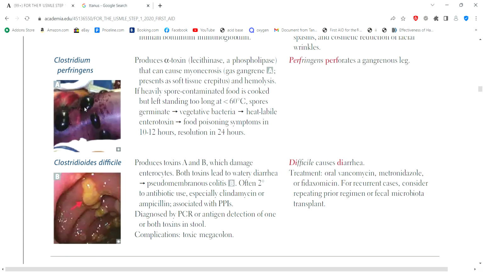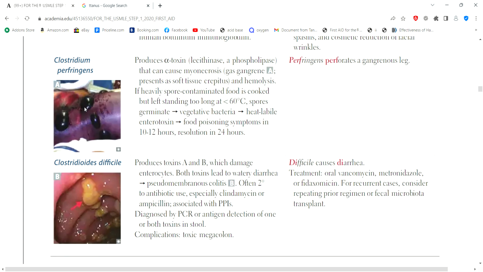Remember clindamycin. Clindamycin is the main culprit in C. diff. It's also associated with PPIs, because if there's no acid to kill off the C. diff, and proton pump inhibitors decrease the HCl in your stomach, it makes it worse. So remember PPI, clindamycin, diarrhea: this person has C. diff.